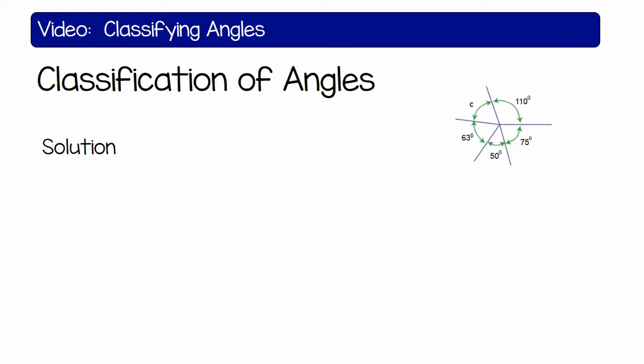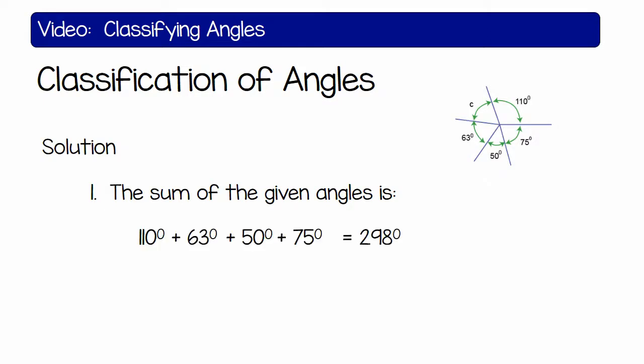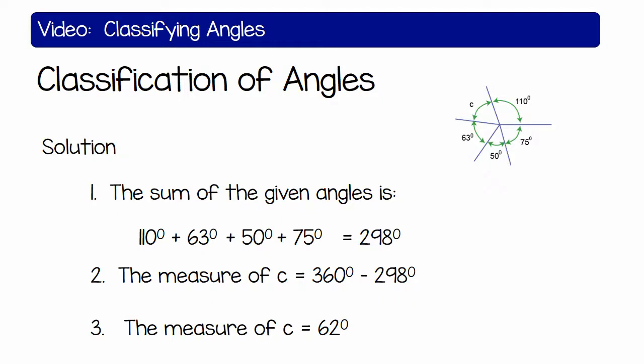For your solution, find the sum of the given angles. We know that we're given 110 degrees plus 63 degrees plus 50 degrees plus 75 degrees. That will sum to 298 degrees. But we know that the measure of a circle is 360 degrees. So to find the measure of C, we're going to subtract from 360 degrees the measure 298 degrees. This will give us the measure of C, which is 62 degrees.